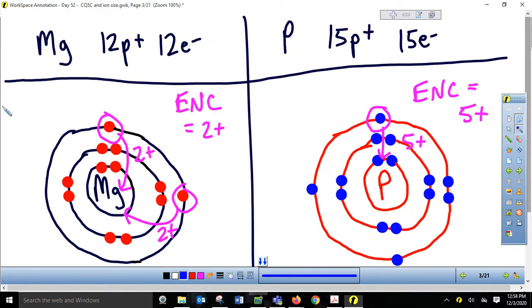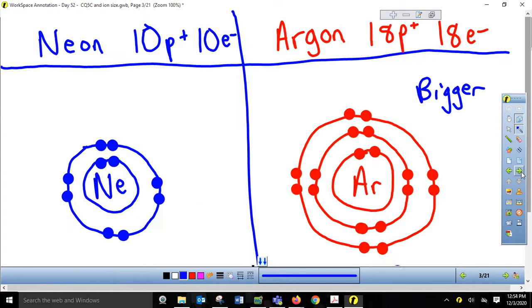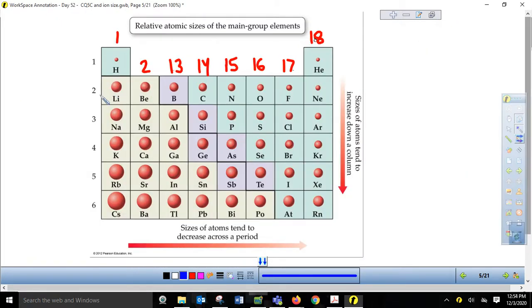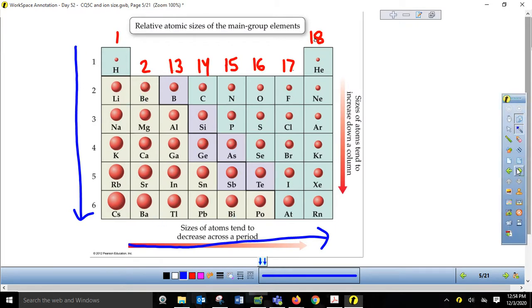Back here, magnesium was the bigger atom, and phosphorus was the smaller. So that is the trend of size. This chart in your notes, once again, as you go down the periodic table, atoms get bigger, and as you go across the periodic table, they get smaller. Bigger because we're adding extra layers of electrons, smaller left to right because the ENC is increasing. The pull from the nucleus is increasing, pulling those electrons closer.